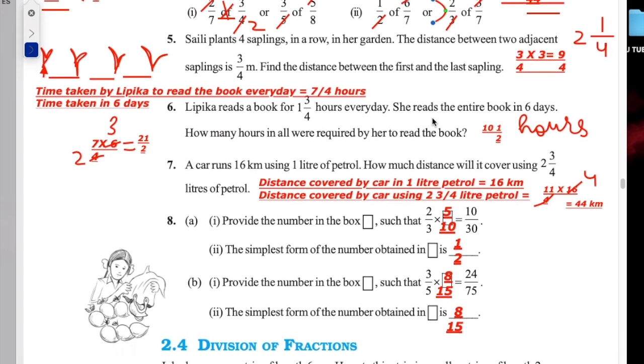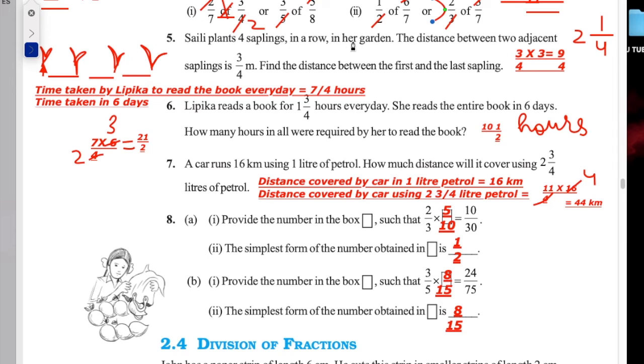Now question number 5. Sahili plants 4 saplings in a row in her garden. The distance between two adjacent saplings is 3 by 4 meter. As you can see, 1, 2, 3, 4, these are the 4 saplings, and the distance between two adjacent saplings is given 3 by 4 meter. Find the distance between the first and the last sapling. See, this distance is 3 by 4, this distance also 3 by 4, and this distance also 3 by 4.